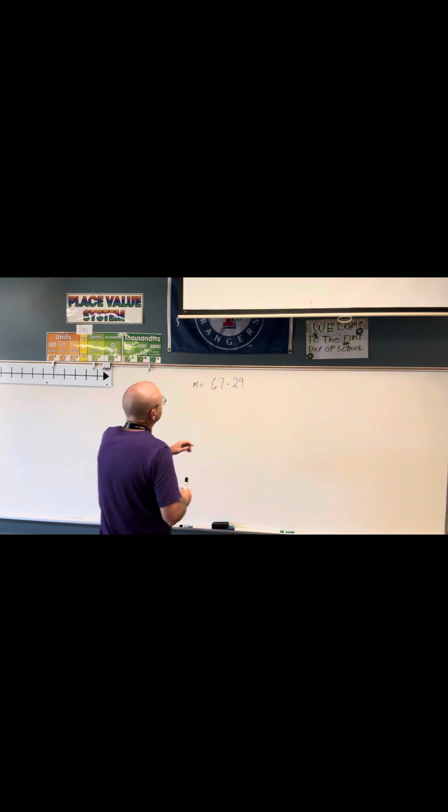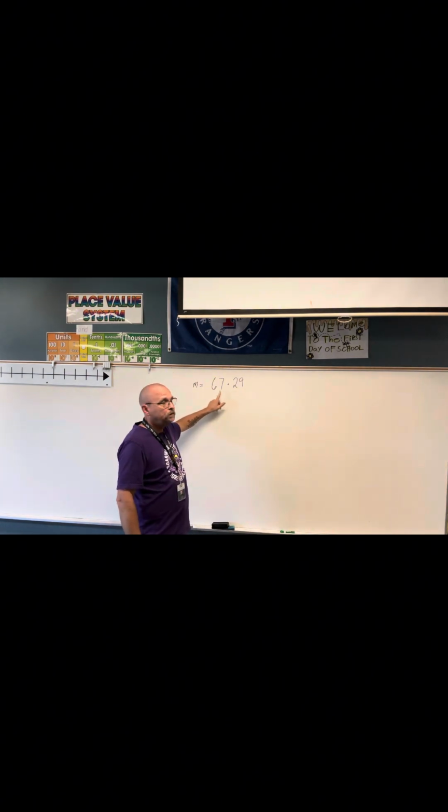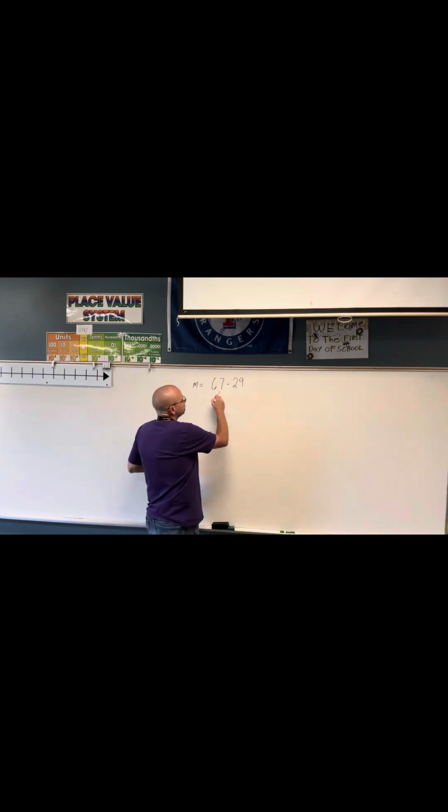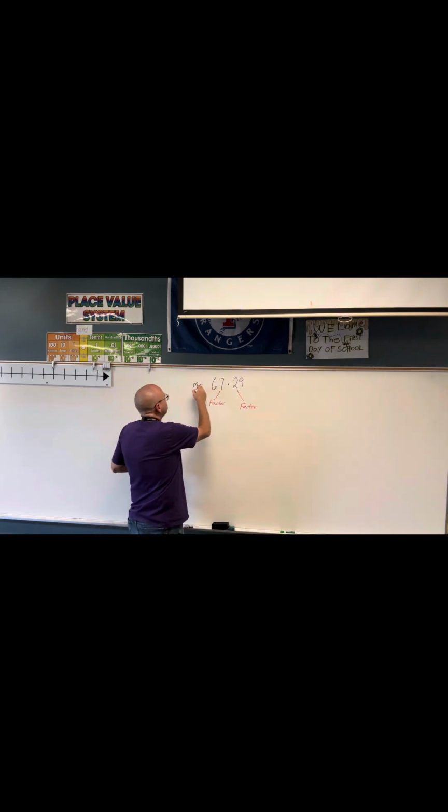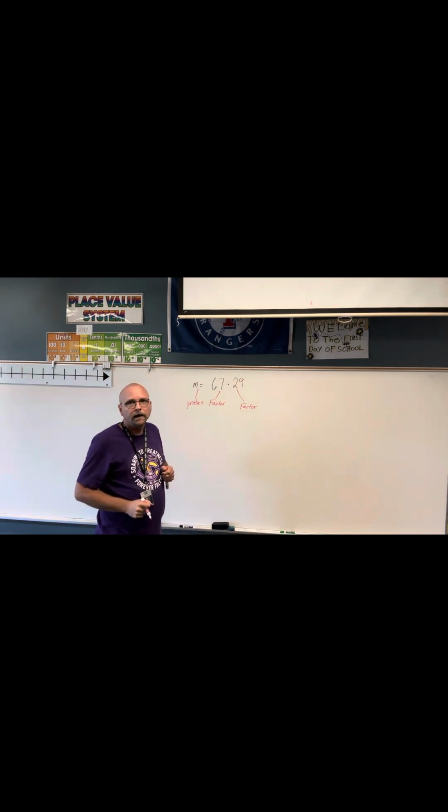We have 67 times 29. Yes, this dot between these two factors means multiplication. So, just so we can learn some vocabulary, this is a factor, this is a factor, and the answer would be the product. We're going to work it out.